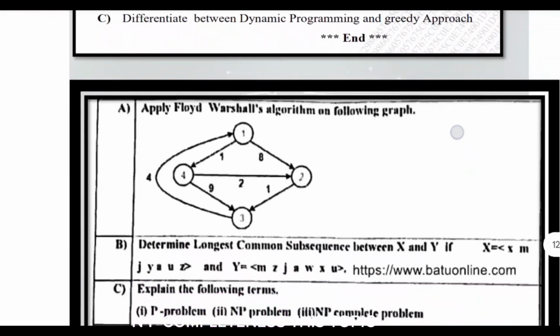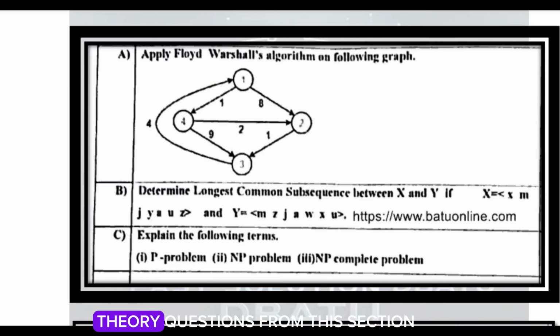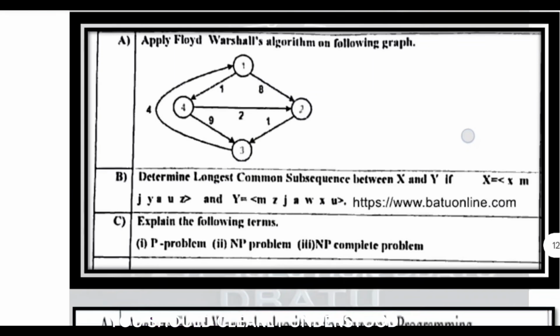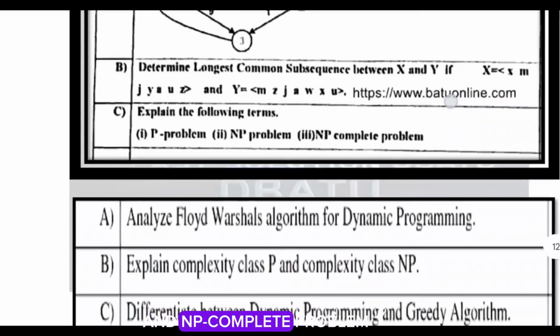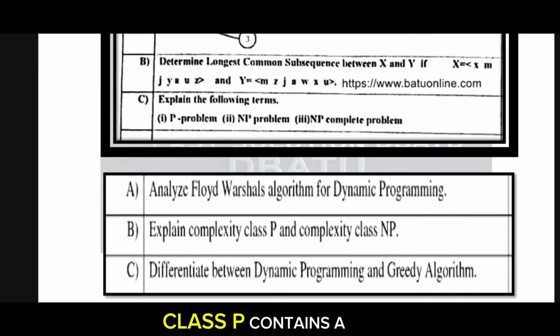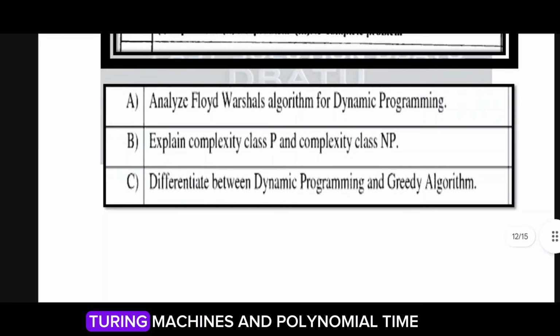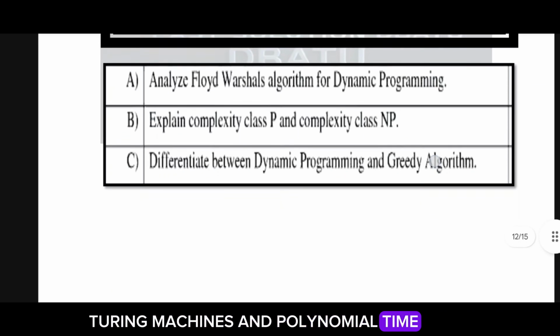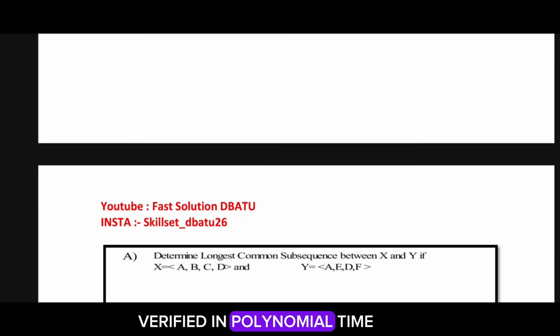NP completeness. This topic is completely definition based and the university regularly asks theory questions from this section. You should clearly understand the difference between class P, class NP and NP complete problems. Class P contains problems that can be solved by deterministic Turing machines in polynomial time. Class NP contains the problems whose solution can be verified in polynomial time by a non-deterministic machine. Any problem in NP can be reduced to an NP complete problem in polynomial time.